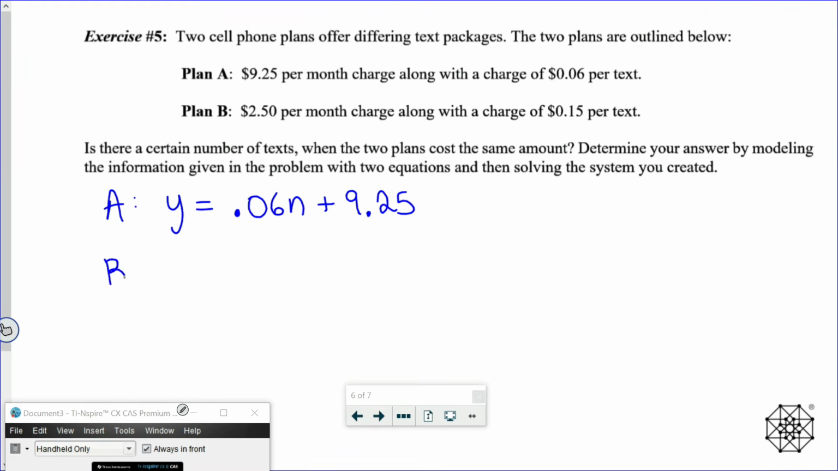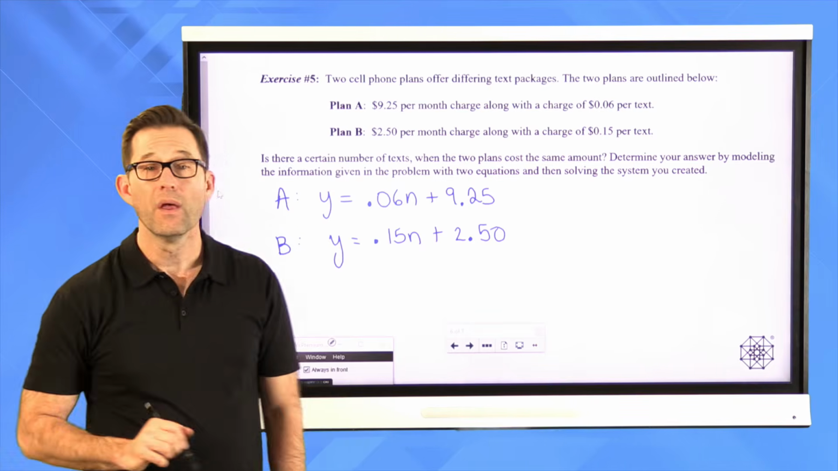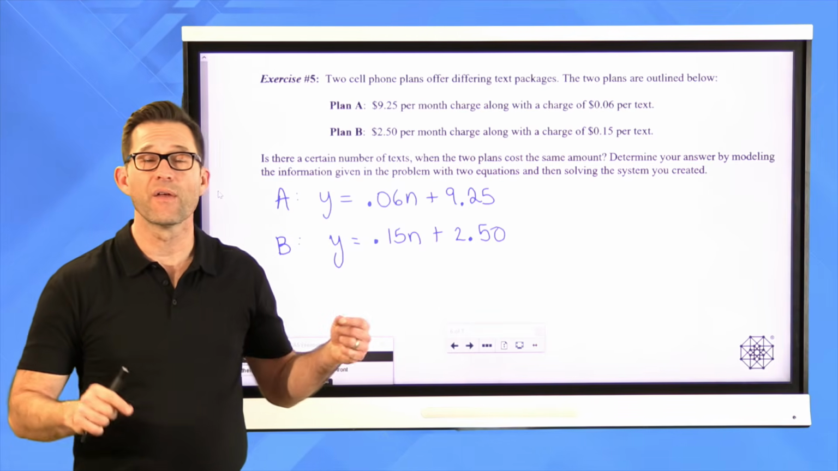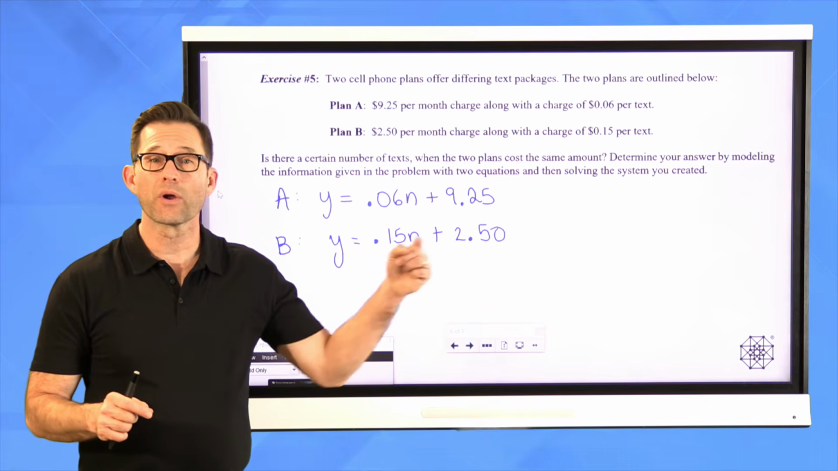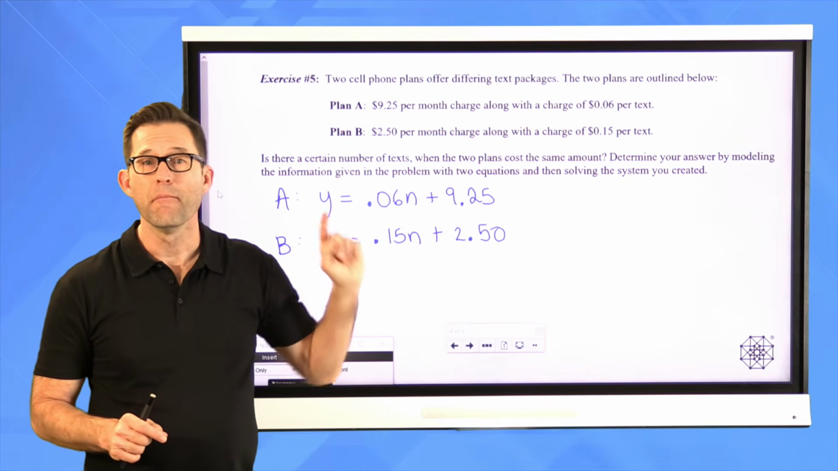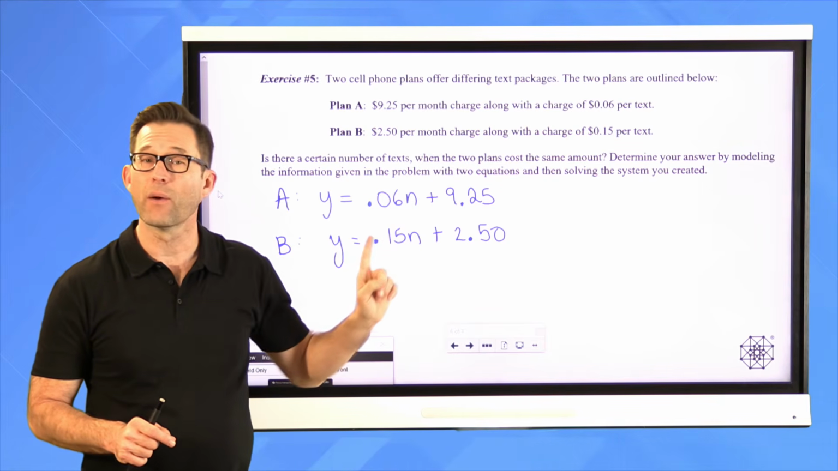For plan B, very similarly, the total money that we're charged is going to be 0.15 times the number of texts sent plus $2.50. Okay, so those are simply the equations that are predicting how much we're going to pay for each plan based on the number of texts that were sent, right?